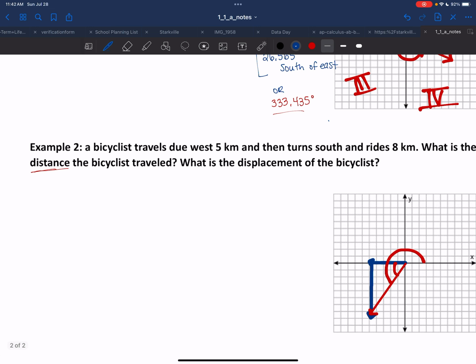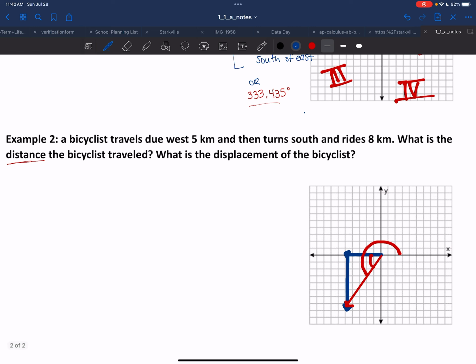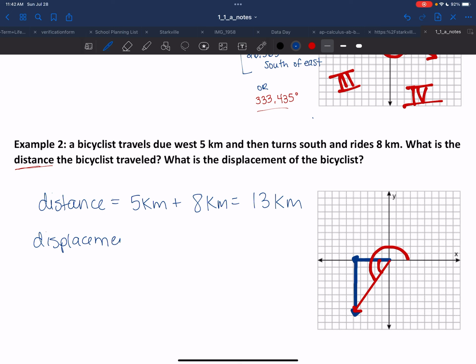All right, let's go ahead and work on this. My vector is equal to, well, before we do the vector, let's talk about the distance, right? My distance is just like my odometer. So if I was looking at my odometer in this, that would just be my 5 kilometers plus my 8 kilometers, right? So 5 plus 8 is going to give me 13 kilometers. So that would be my distance. My displacement is going to be my vector as the crow flies, right? So this right here is as the crow flies, whereas my distance was the route that I took.